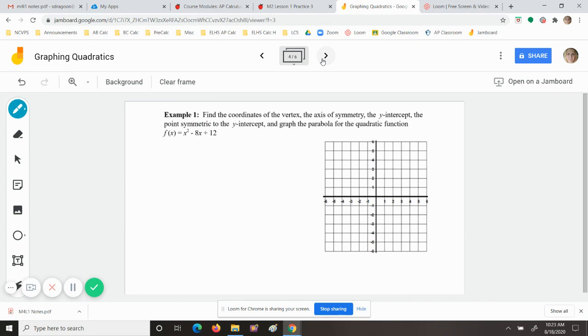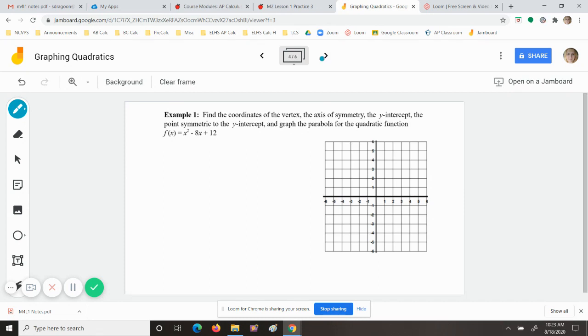Okay, let's go through an example finding all of these things. We want to find the vertex, axis of symmetry, y-intercept, point symmetric to the y-intercept, and graph the parabola. I didn't list it, but we also want to find the x-intercepts. Let's do it all. Okay, so let's start.